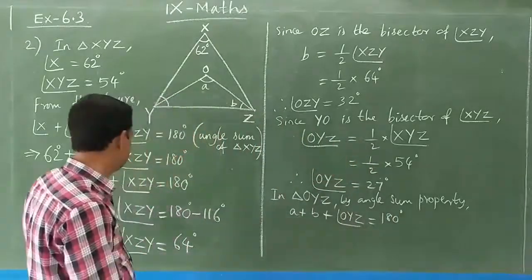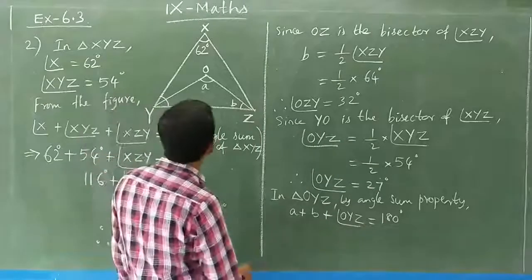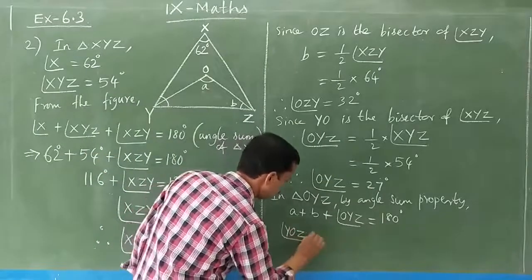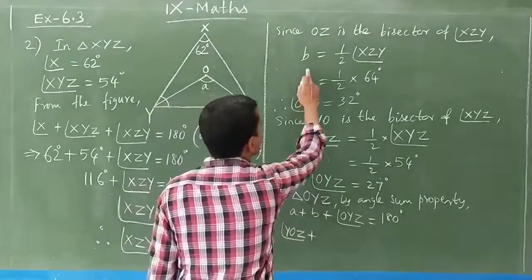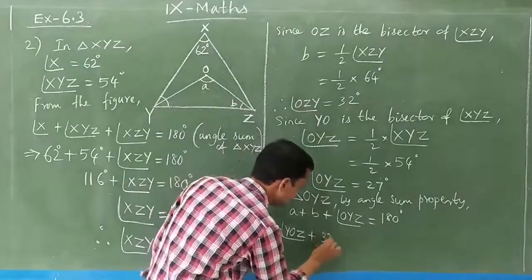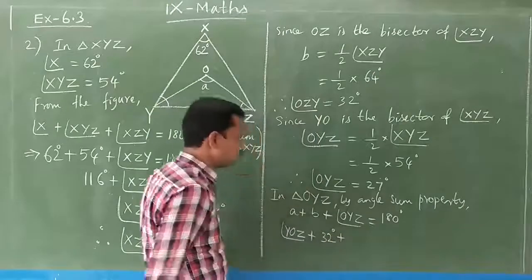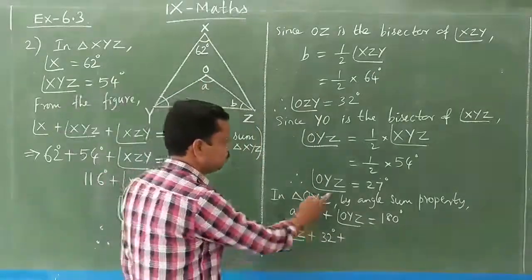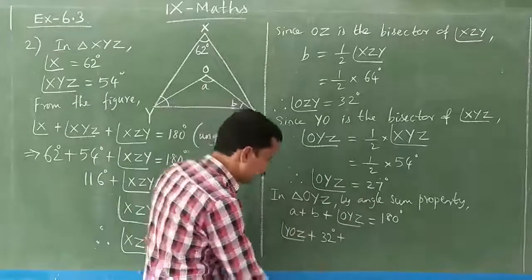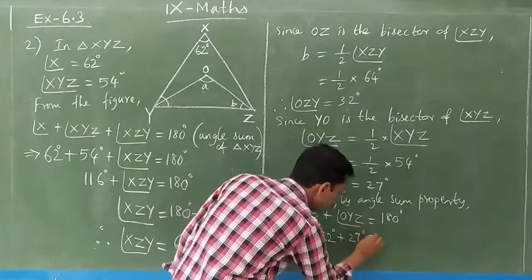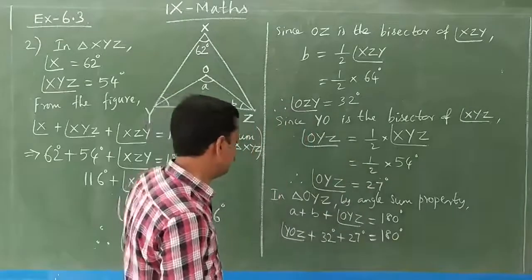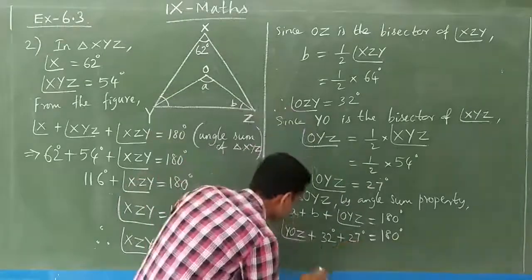What is A? We have to find that, which is nothing but YOZ, plus what is B? B is here 32 degree, and OYZ, just now we found that is 27 degree. So we can put it, that is equal to 180 degree. And if you add these two, what do you get?